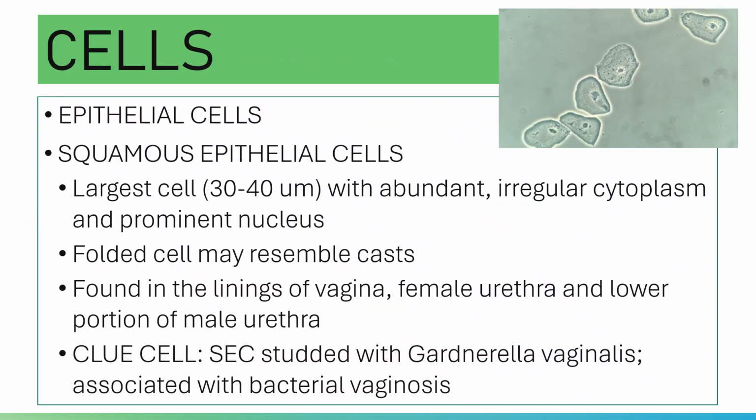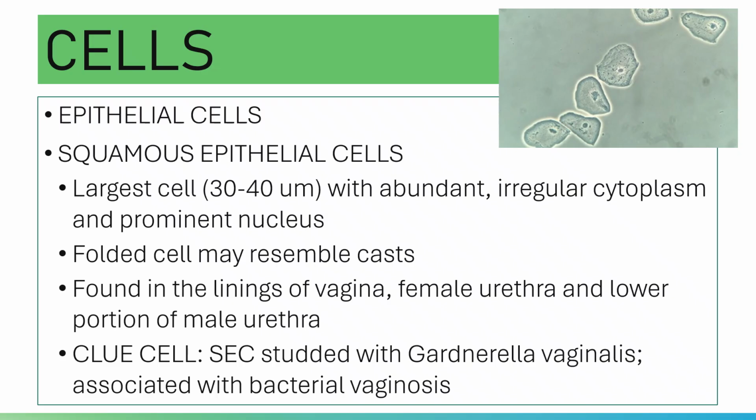And then you have your squamous or epithelial cells. First on the list here are your squamous epithelial cells. Squamous epithelial cells are the largest cells in the urine, with an abundant, irregular cytoplasm and a prominent nucleus. They line the distal one-third of the urethra. Accordingly, again, the distal one-third of the urethra is lined by squamous epithelial cells.